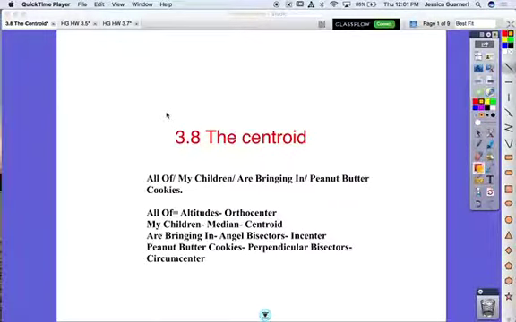Today we're talking about the centroid. It's the last lesson in the chapter. Okay, the centroid. Now listen, I'll collect them.